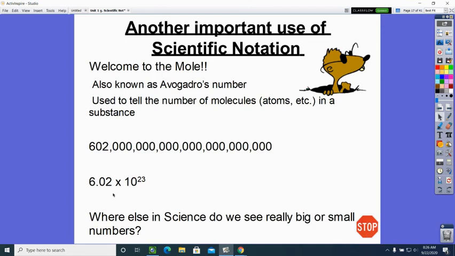Scientific notation will always have a number in front, and the decimal will be placed so there's only one digit in front, so that this number is greater than or equal to 1 and strictly less than 10. We use that darn X for multiplication, thank you, scientists, and then a power of 10.